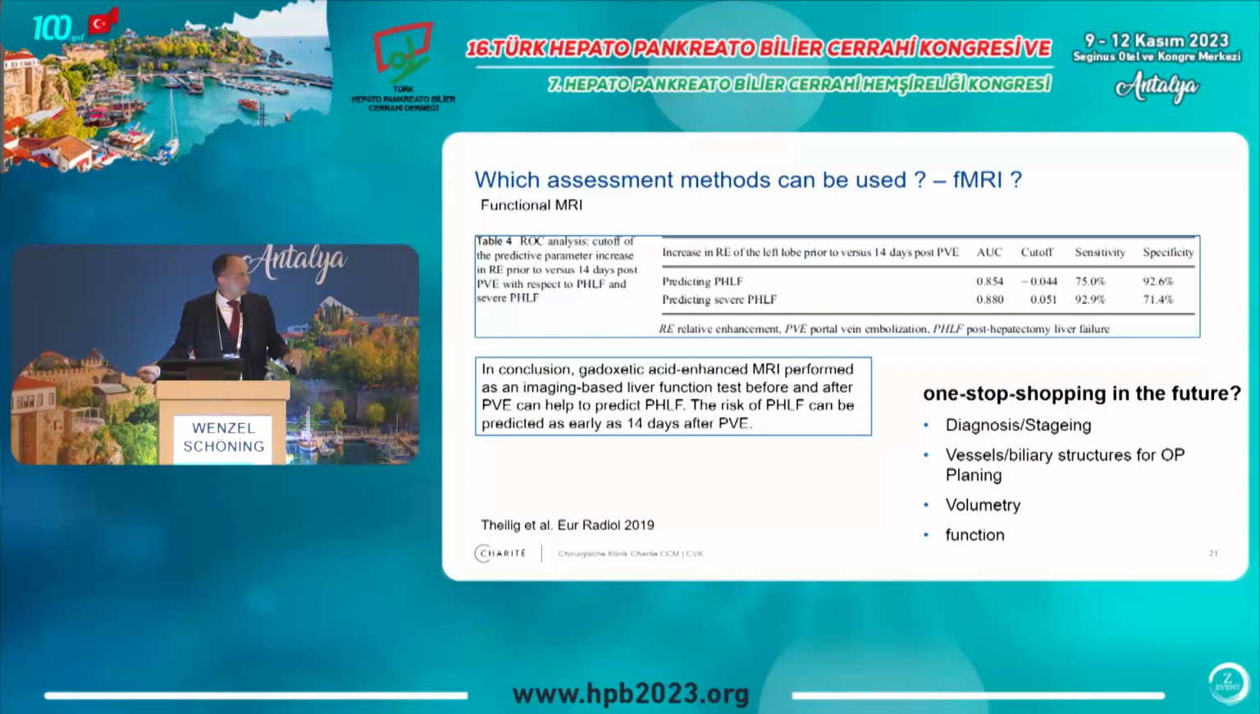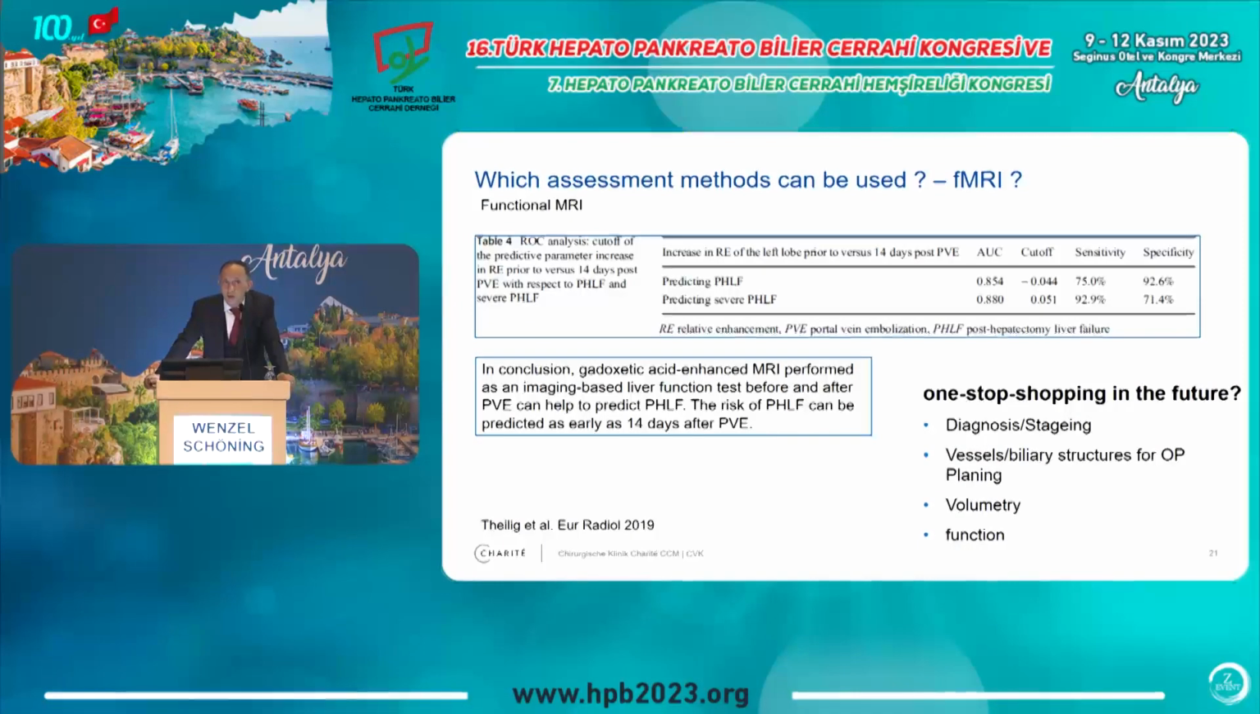So they did a lot of calculations and a lot of radiological work that I don't really understand very well, but they could show, with a good AUC and a high sensitivity and specificity, that with the functional MRI they were able to predict post-hepatectomy liver failure. And in conclusion, they said Primovist-enhanced MRI, performed as an imaging-based liver function test before and after PVE, can help to predict PHLF, and the risk of PHLF can be predicted as early as 14 days after the PVE.